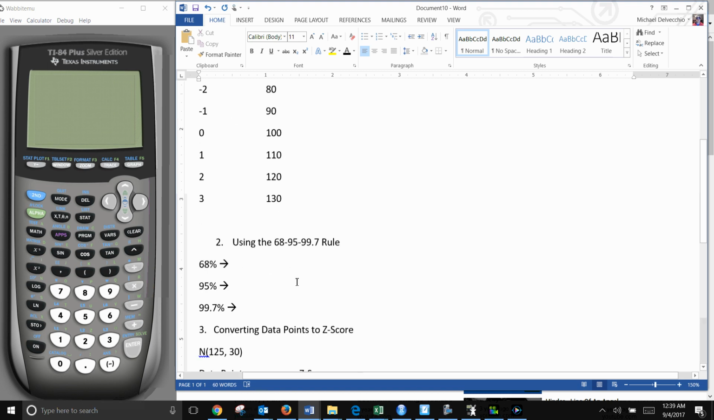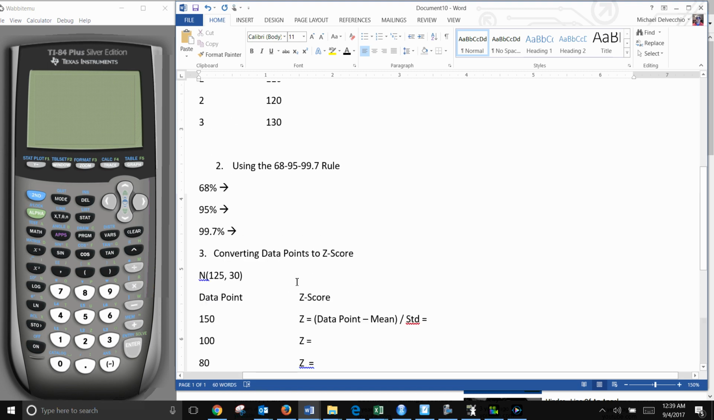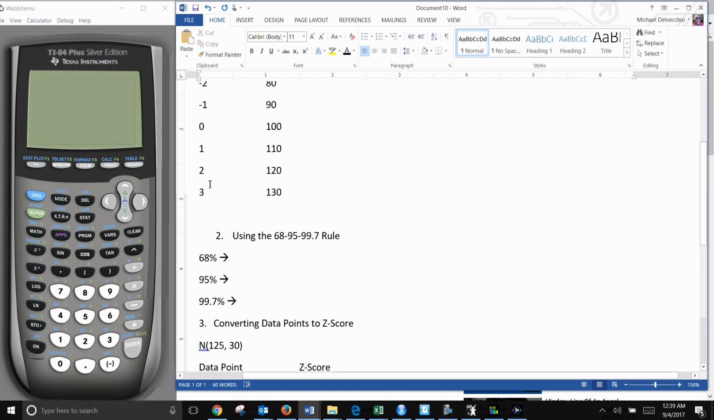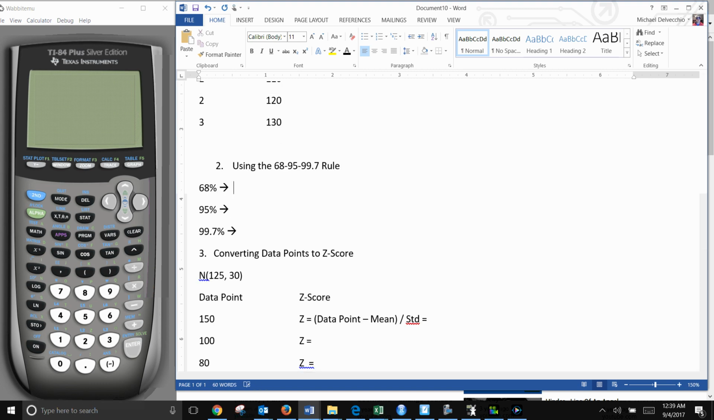All right, let's look at the second one here, using the 68, 95, 99.7 rule. So 68% of the data is going to fall within one standard deviation. Well, you can see here, that's from 90 to 110. So we could just put 90, 110.